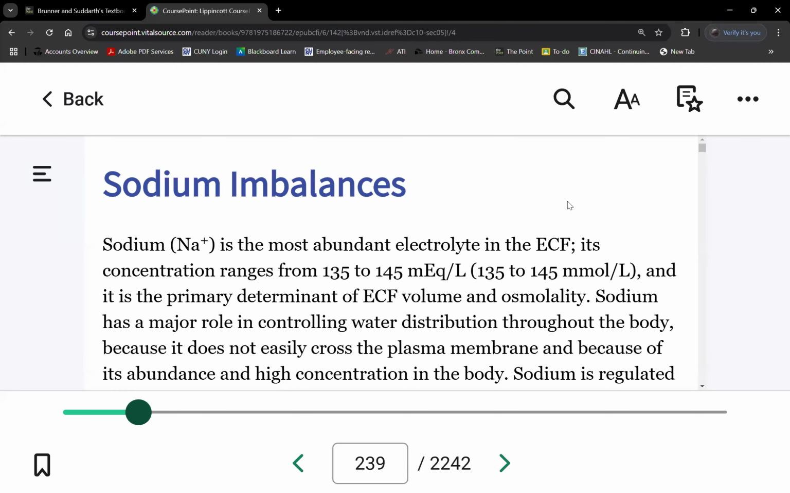So only two electrolyte imbalances, just sodium and potassium. For sodium, we will only discuss signs and symptoms because the management for sodium imbalances varies depending on the underlying cause, meaning whatever led to it will determine the interventions. Okay.